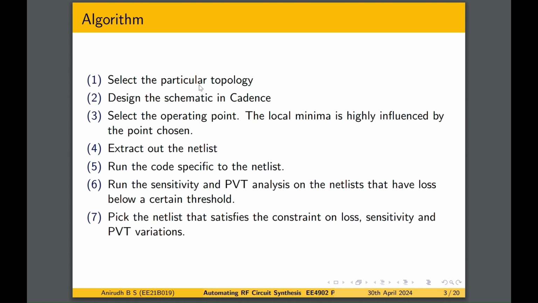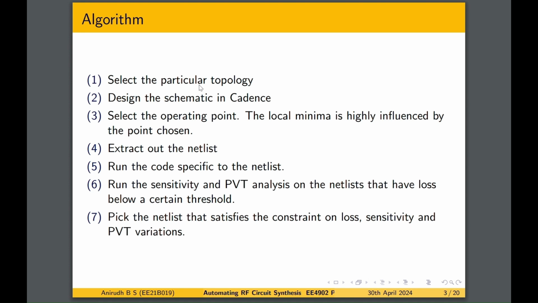The third step being select the operating point. The local minima is highly influenced by the operating point chosen. The operating point is chosen such that the input impedance looking from the input port is set to around 50 ohm. This highly influences the S11 spec. Moving forward, you need to extract out the netlist.